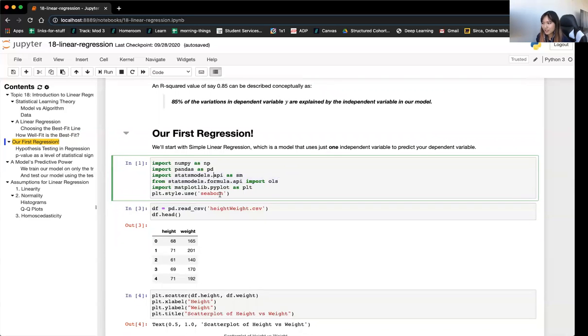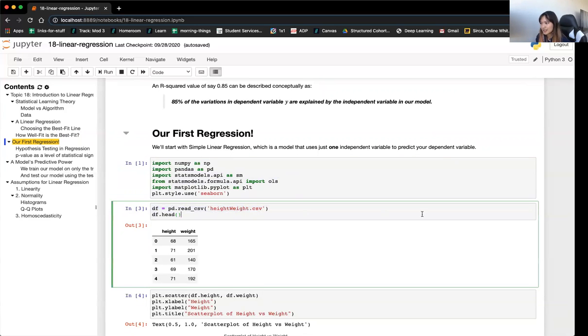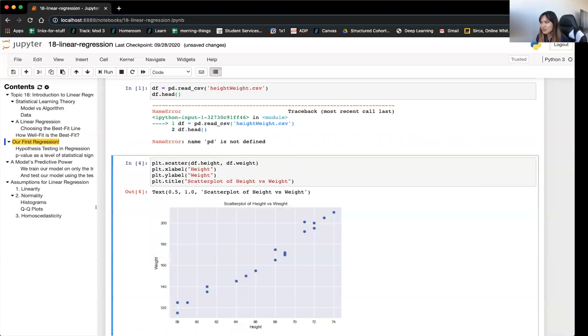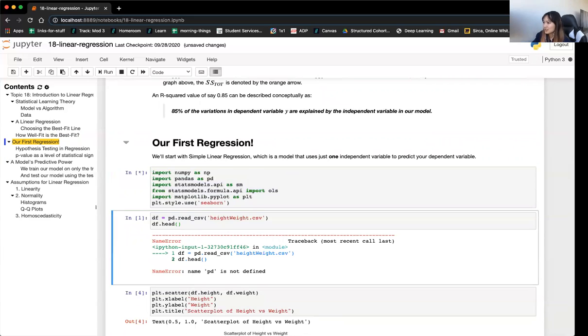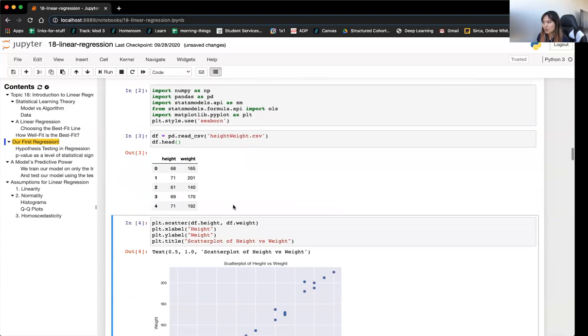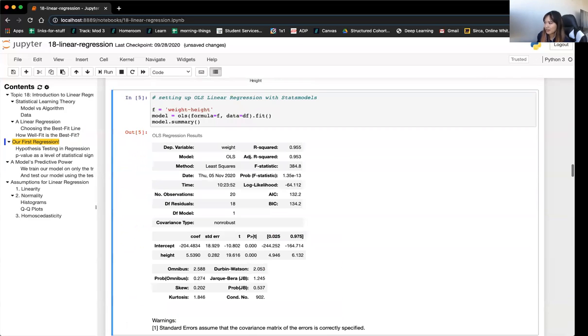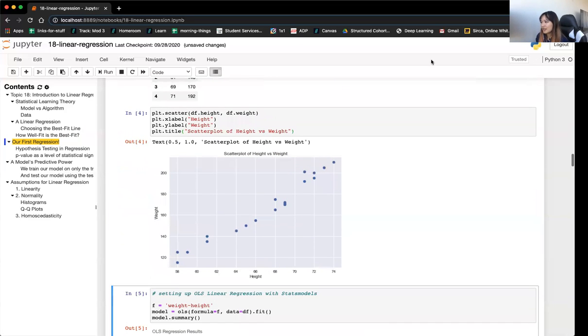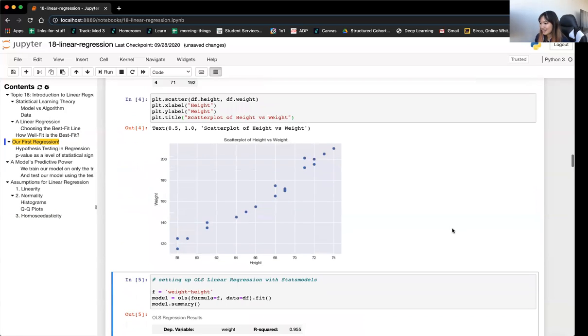So for our first regression, the data we're going to use is height and weight. This is a really small data set. I think it's just 20 points, and here we have the scatter plot of that. This is our data, and we want to build a model that can predict weight using height. Gotcha?